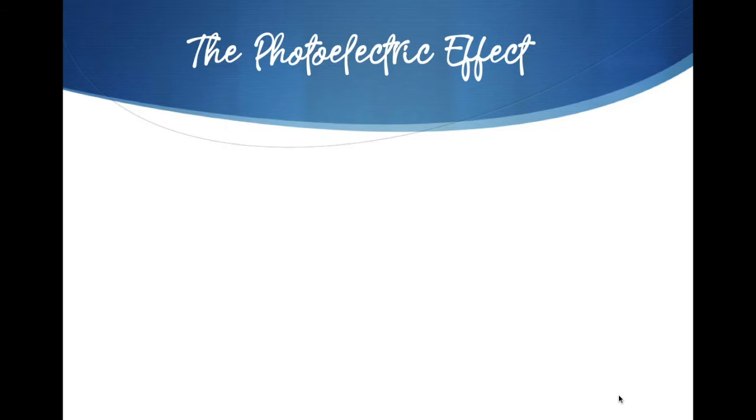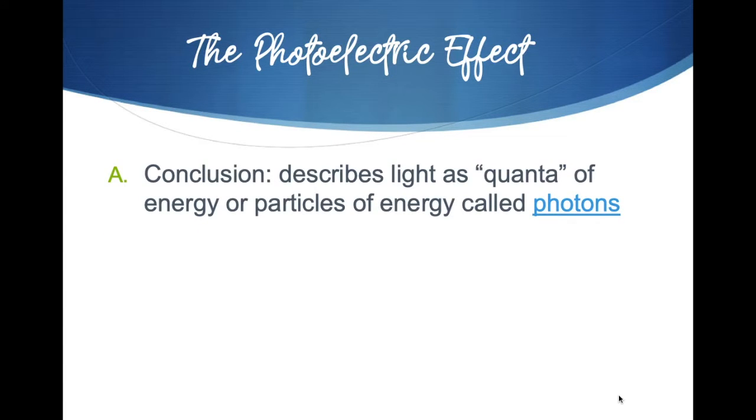Let's start with something called the photoelectric effect. I'm going to start with the conclusion that came from studying it. It describes light as quanta of energy, particles, instead of thinking of light as a wave, which is what we've been doing the whole rest of the unit. So think of little pieces of energy that come out from a light source, and those are called photons. Instead of a wave pattern, there are little pieces of energy, referred to as photons. A photon is just a small, measurable amount of light energy.